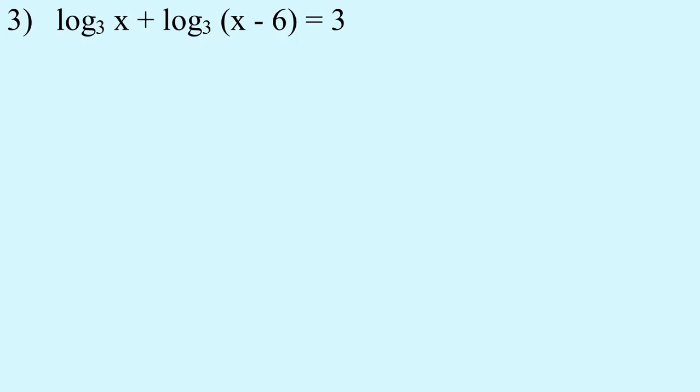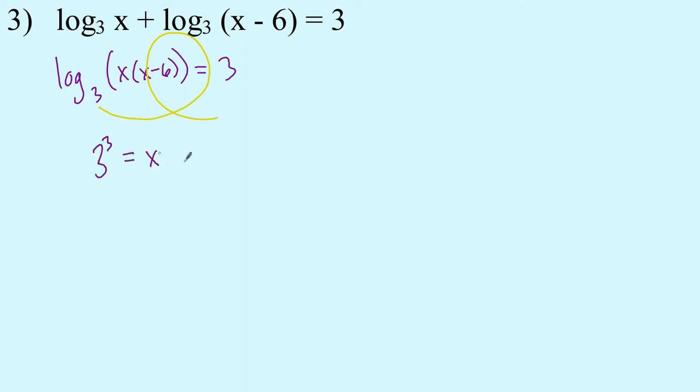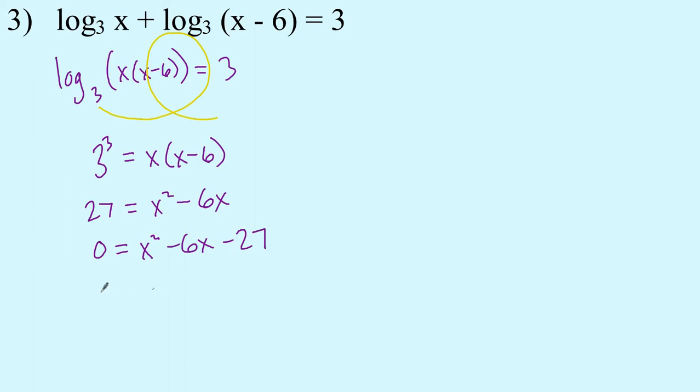All right, let's do another one. On number 3, you want to multiply, so we get log base 3 of x times x minus 6 equals 3. We do our loop-de-loop. We get 3 to the third power equals x times x minus 6. So we get 27 equals x squared minus 6x. Notice that x squared and x, that means we could use the quadratic formula or factoring, or completing the square, lots of options. I like to factor.